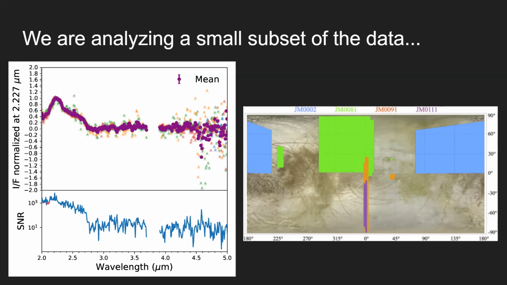I would like to point out that the data has very high SNR. This is about an order of magnitude higher signal to noise ratio than Galileo's data of Europa from its IR spectrometer NIMS that was collected in the 90s.